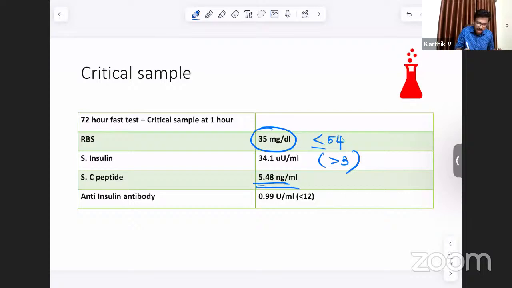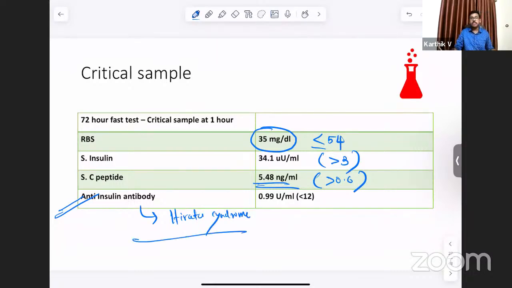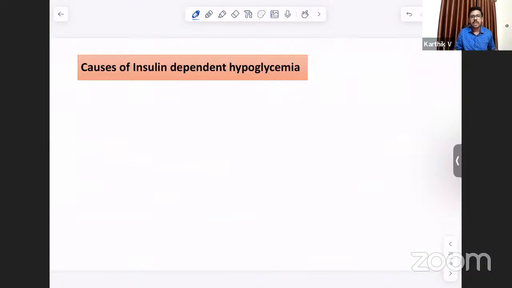And look at the C peptide. The cutoff was only 0.6 nanogram per ml. It is 5.4. And anti-insulin antibody, it is a screening test that you use for Hirata syndrome, which I'll be dealing with later on. That is negative. So in this patient, we have clearly demonstrated insulin dependent hypoglycemia. Okay, insulin dependent hypoglycemia.